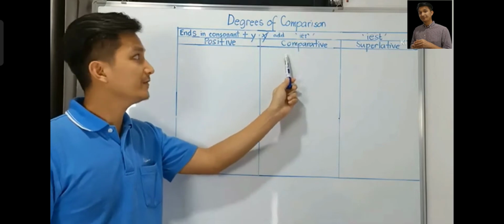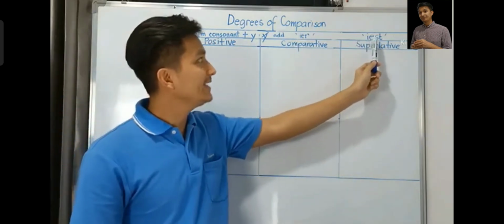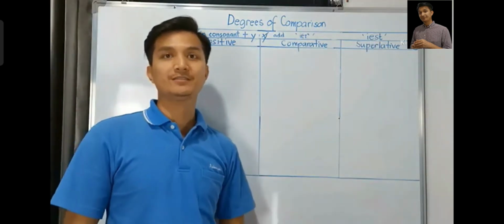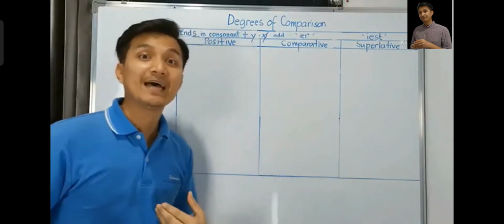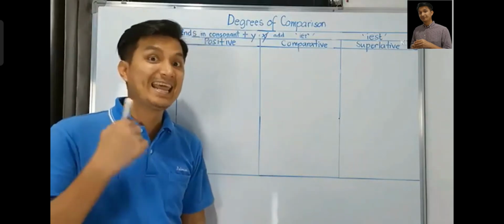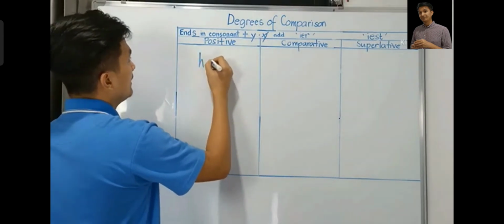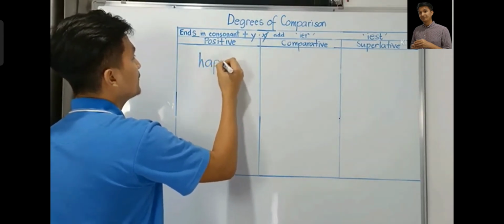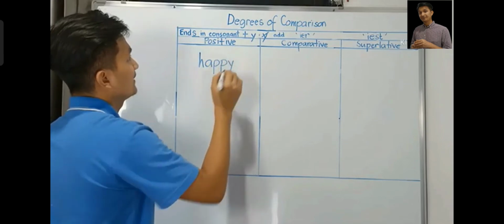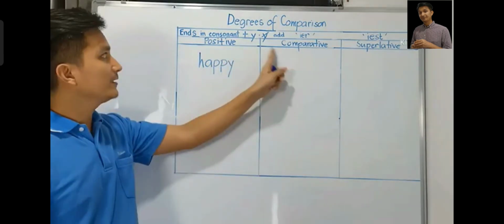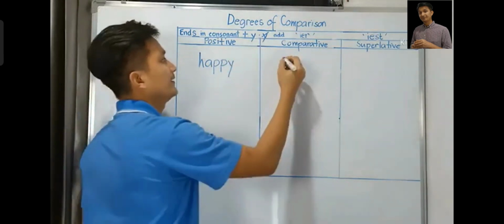Rule number 3. When the positive or the adjective ends in consonant plus Y, drop the Y, add IER for the comparative and IEST for the superlative. So let's think of an adjective that ends in Y. So let's take a look at happy. Oh, you know this word, right? Happy. Okay? So what it says in here, drop the Y.